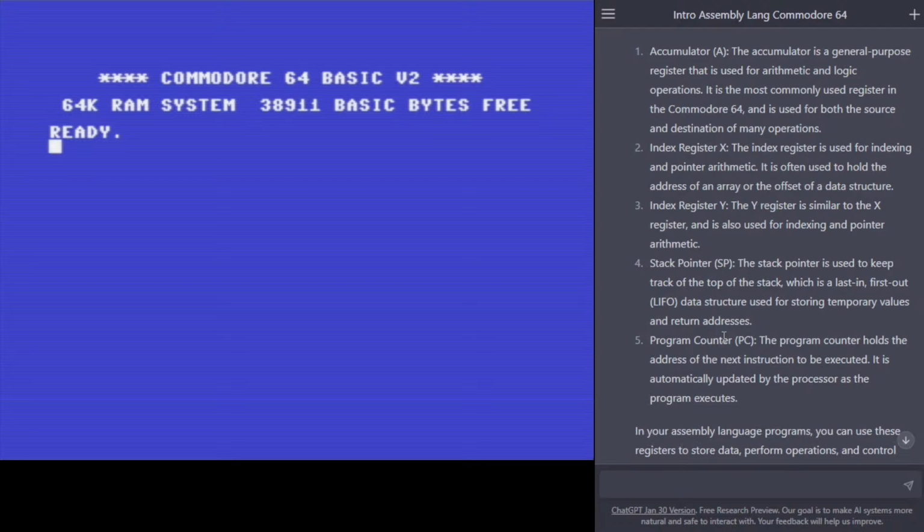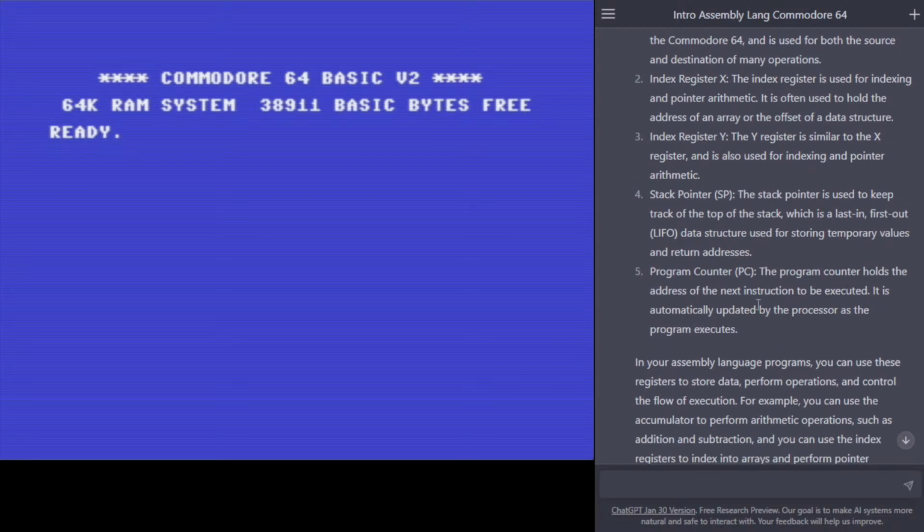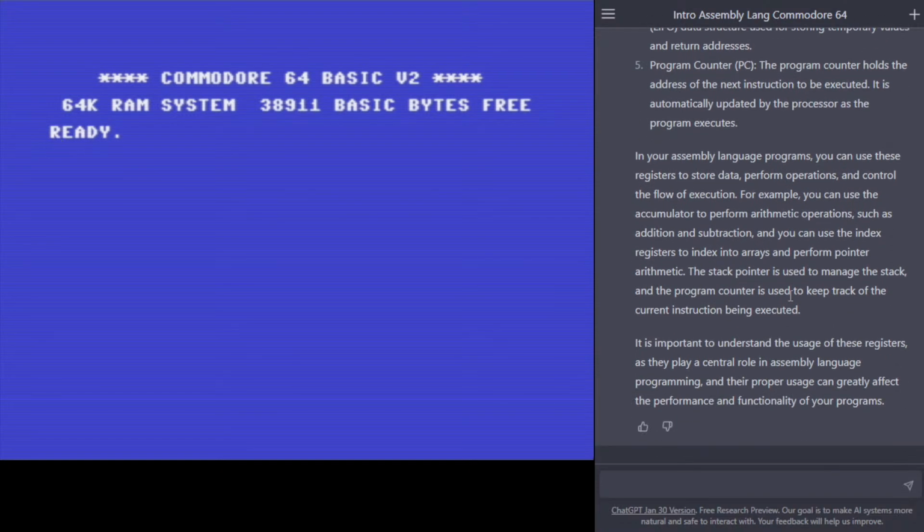indexing and pointer arithmetic. Stack pointer, SP. The stack pointer is used to keep track of the top of the stack, which is a last in, first out, LIFO, data structure used for storing temporary values and return addresses. Program counter, PC. The program counter holds the address of the next instruction to be executed. It is automatically updated by the processor as the program executes. In your assembly language programs, you can use these registers to store data, perform operations, and control the flow of execution.